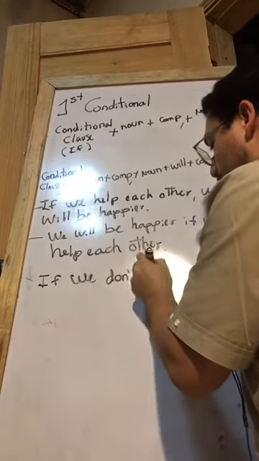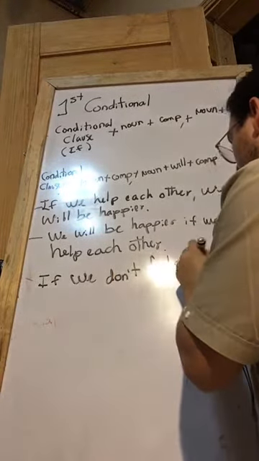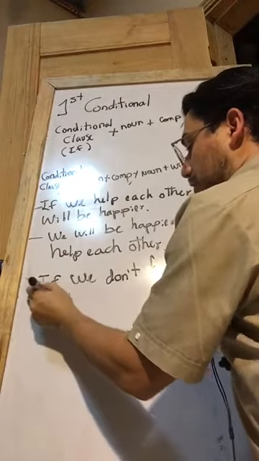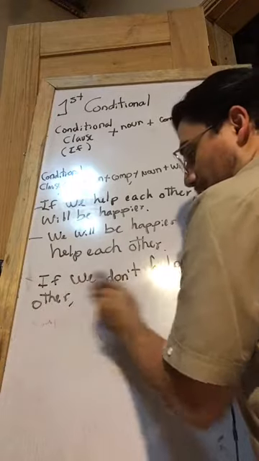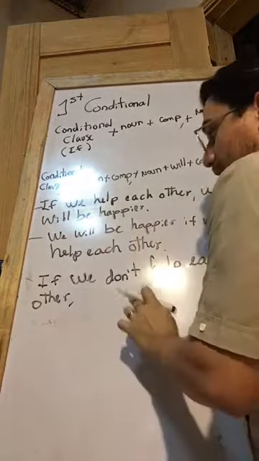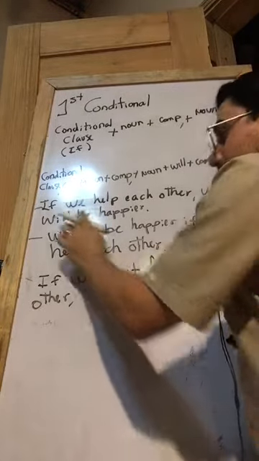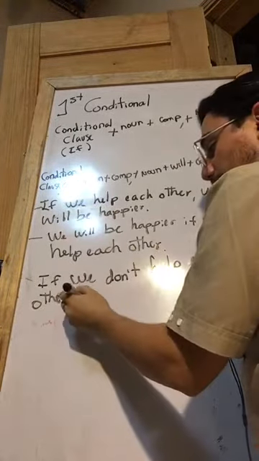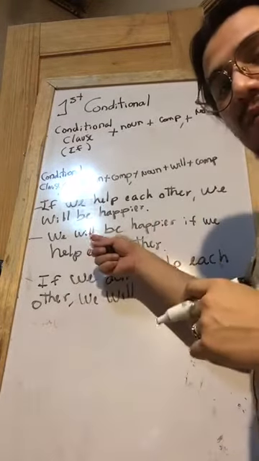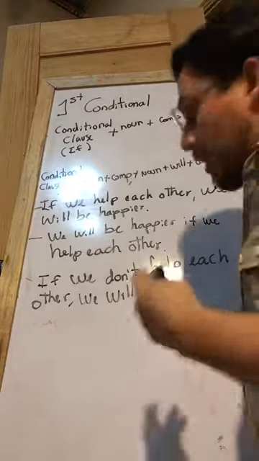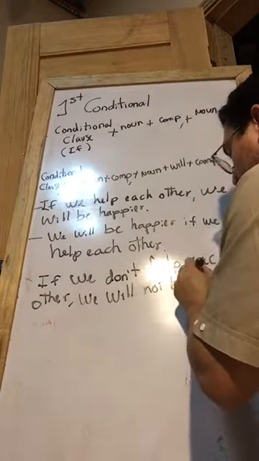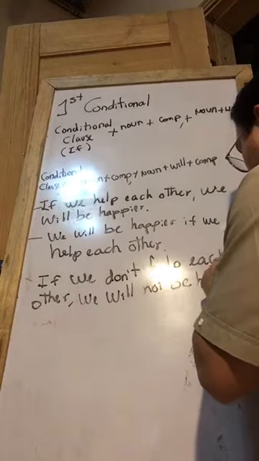don't help each other, comma, we will be happier. But as much as this part is negative, this part will also be negative. We will write we will what? How can we turn will into negative? We will not be happier.